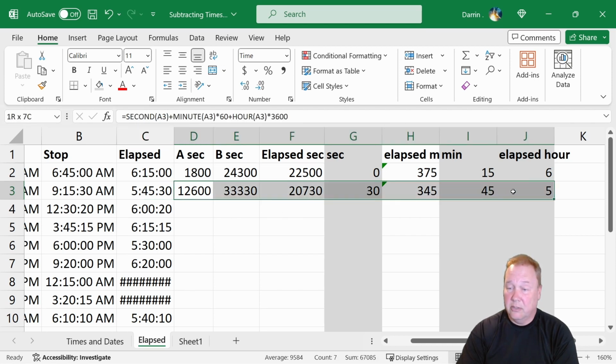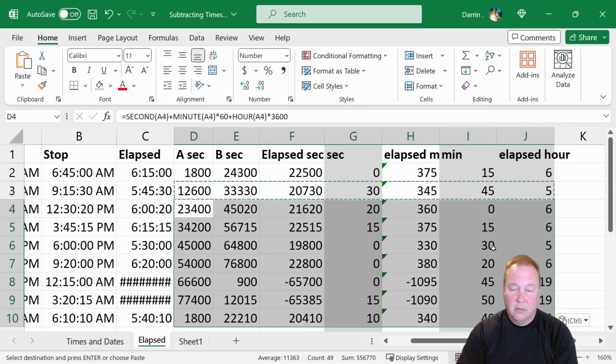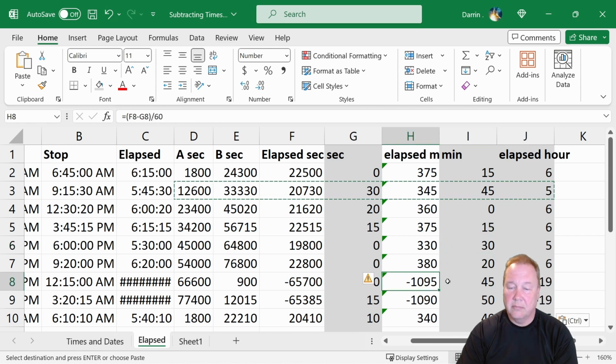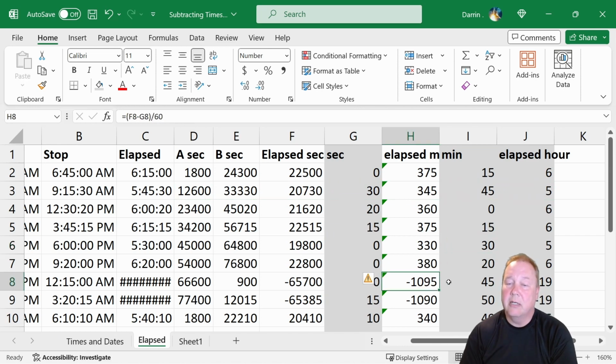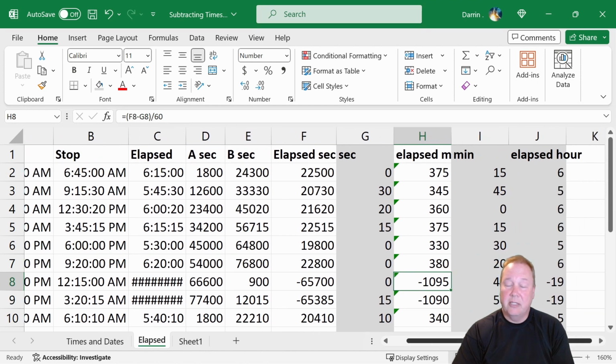Let's see if this works as we take this down. And this works. We have some negative numbers here, but we can live with those for right now. So where you had errors before, now you see we have negative numbers. So we'll have to deal with those.